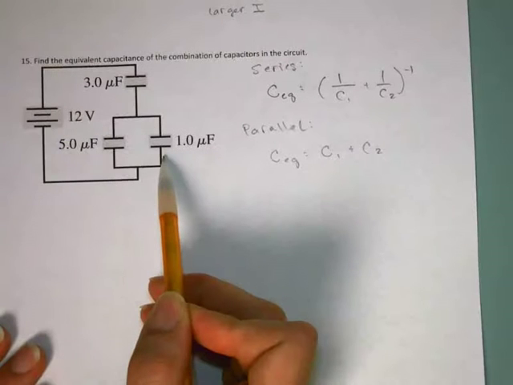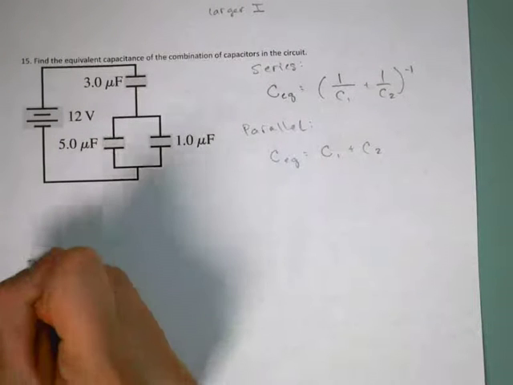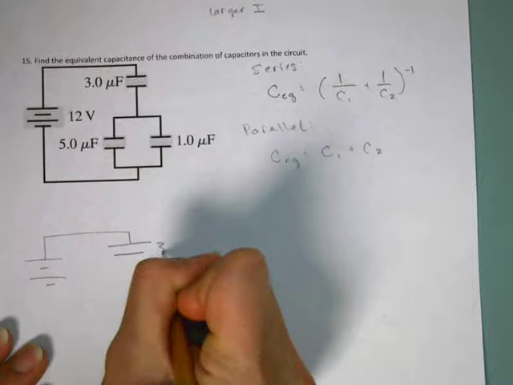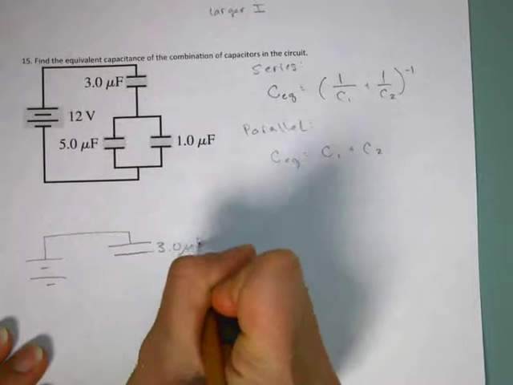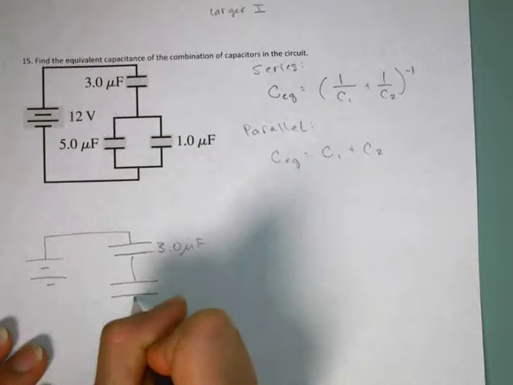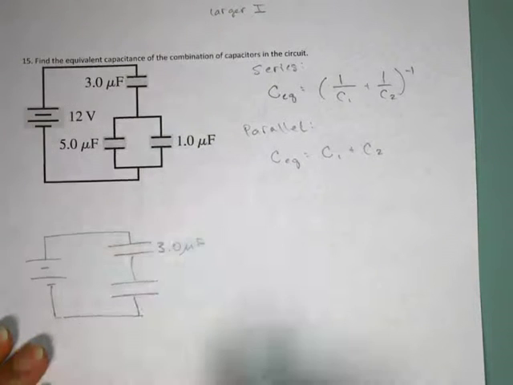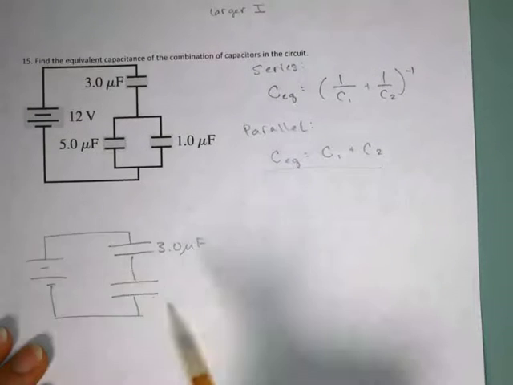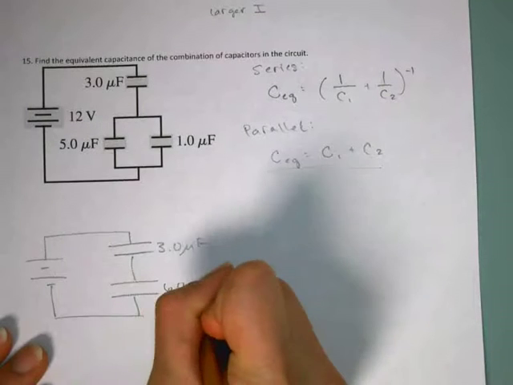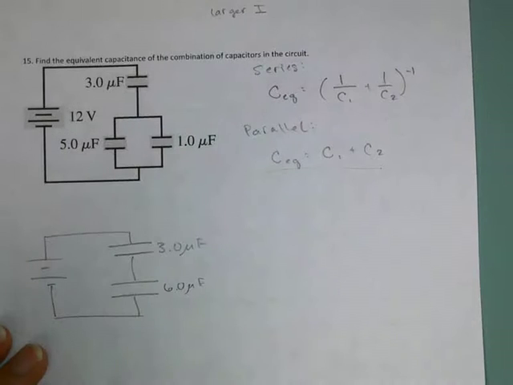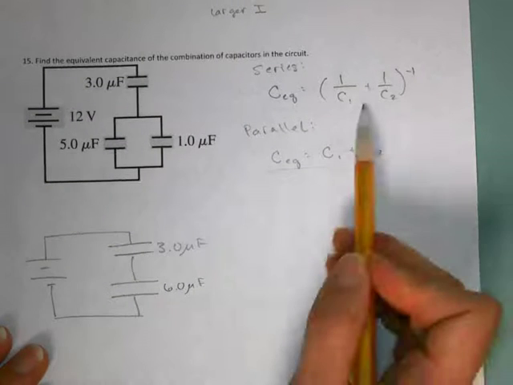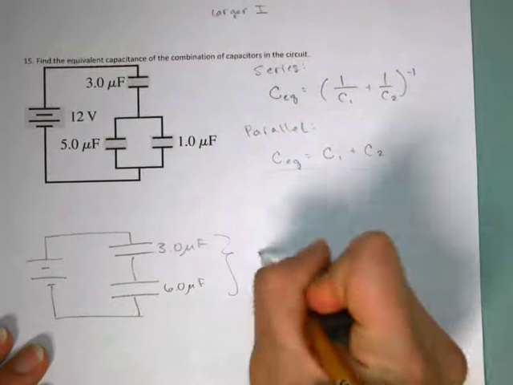So the first thing I see is that these 2 are in parallel with each other, so let's combine them to be 1. So we'll go like that. We'll keep our 3 and replace those 2 with just 1. They are going to add just like that, so 5 plus 1 is 6, and that will be 6 microfarads. So now we have a circuit with only 2 capacitors on it, and they are in series with each other, so it'll be that equation.